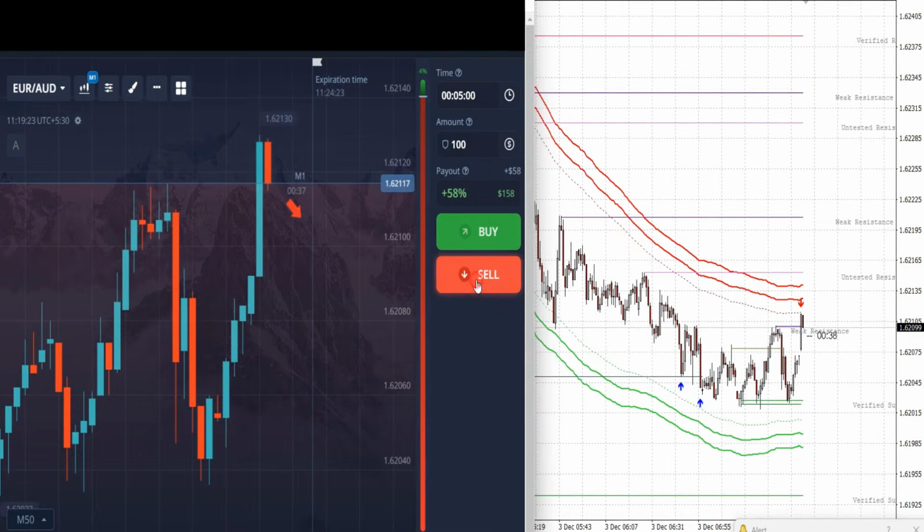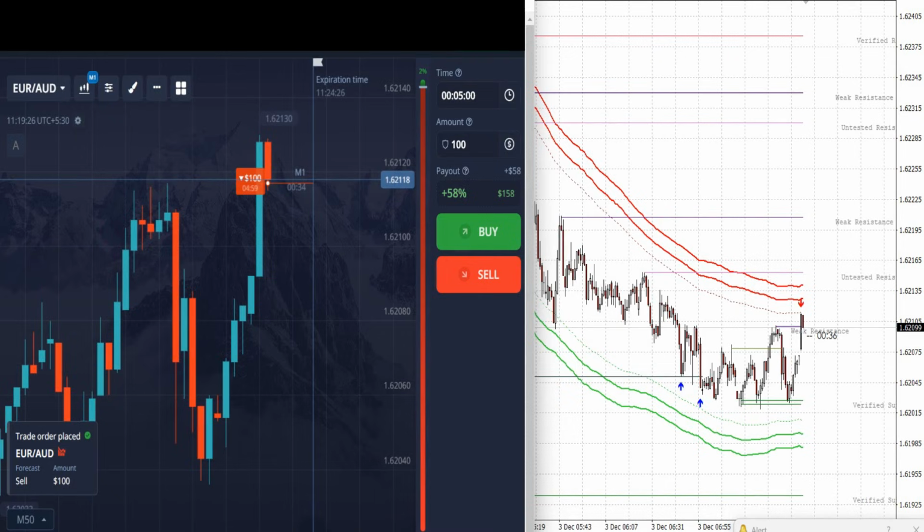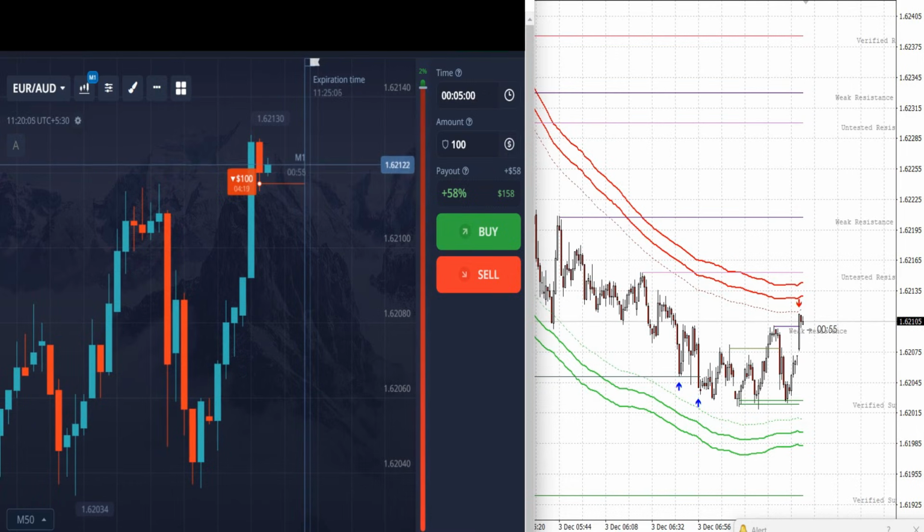Now let's move forward and check one more live example. Now let me explain why I decided to take this sell trade. At this point on the chart, the price moved up and touched the upper line of the channel, which works as a resistance zone in our strategy.